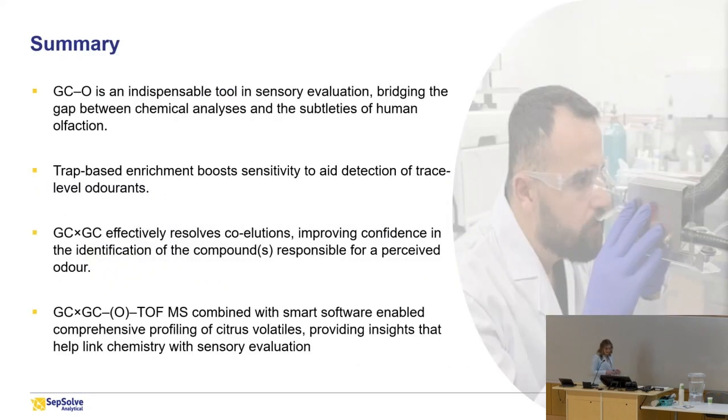And so with that, the GCO is an indispensable tool. It is used throughout the food, flavor and fragrance fields a lot. Here we are showing how using trap-based enrichment helps with the limits of detection, and then GC×GC helps to make sure that we know which analytes are actually in the smells that an analyst is smelling.